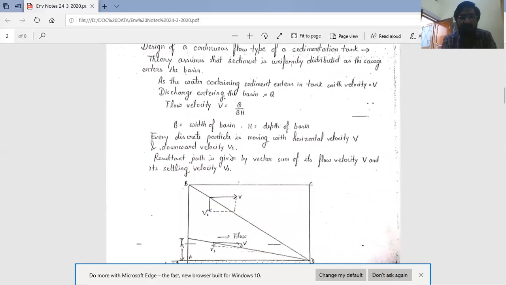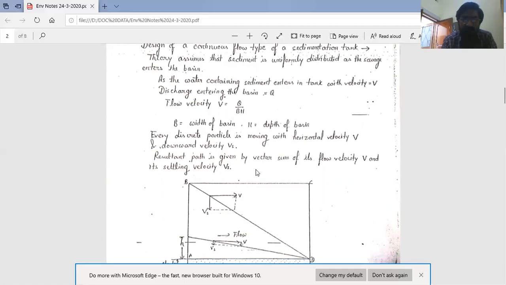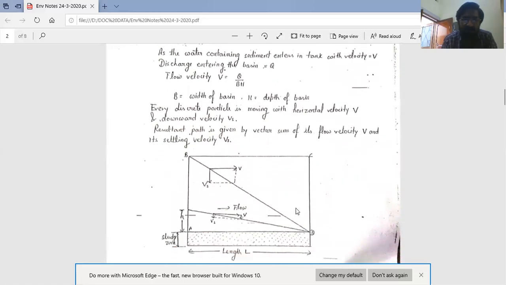Every discrete particle is moving with horizontal velocity v and downward velocity vs. This is the tank, a rectangular tank, the geometry of the tank. Flow velocity is v in the horizontal direction and vs is the particle velocity in the downward direction. Resultant path, this is v and this is vs. So the resultant path is this along BD. Tank is A, B, C, D.